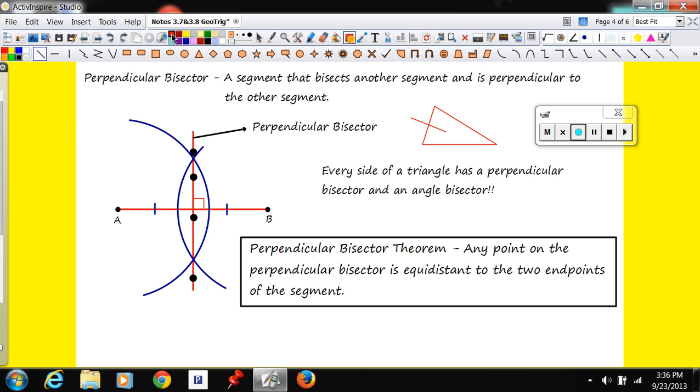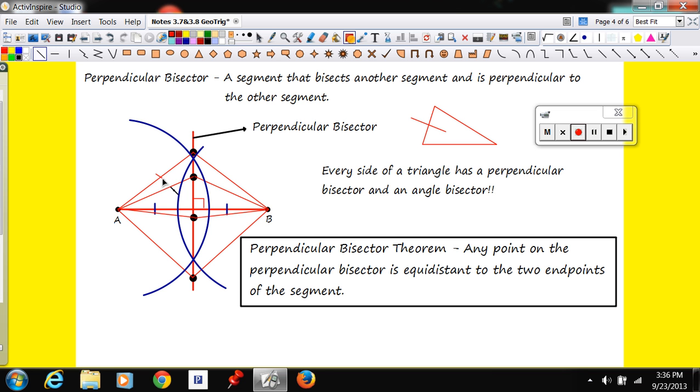That means this distance from this point to A is the same as it is from this point to B. So from this point to A is the same distance as this point to B. This point to A is the same distance as this point to B. Same thing here. Those are all the same distance. And guess what they're all making? They're all making isosceles triangles.